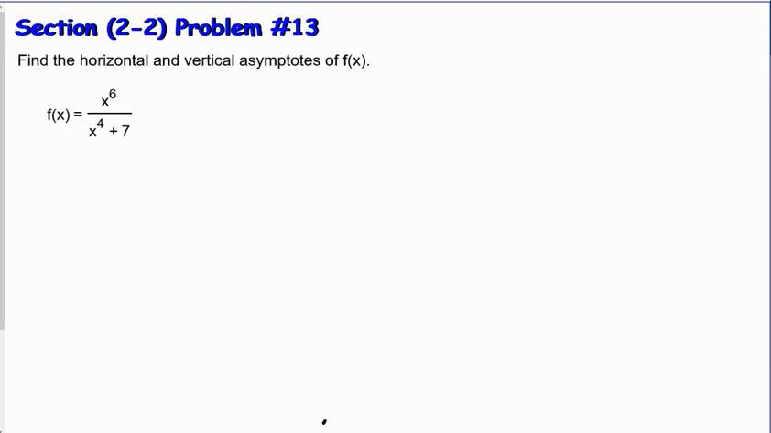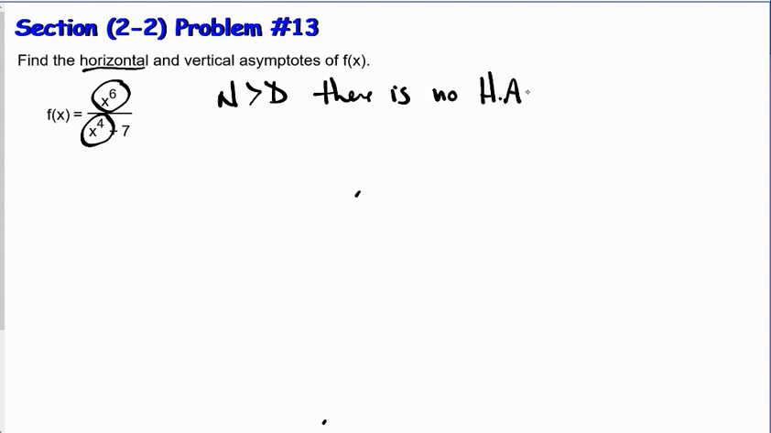So here, problem 13 from section 2.2 asks that we find the horizontal and vertical asymptotes for f of x, and we can see our function for f of x here. We have rules for horizontal asymptotes. We want to identify the highest degree term in the numerator and the denominator, and we see we have x to the sixth over x to the fourth. And we learn that if the numerator degree is greater than the denominator degree, there is no horizontal asymptote. And that's what we have here, no horizontal asymptote.